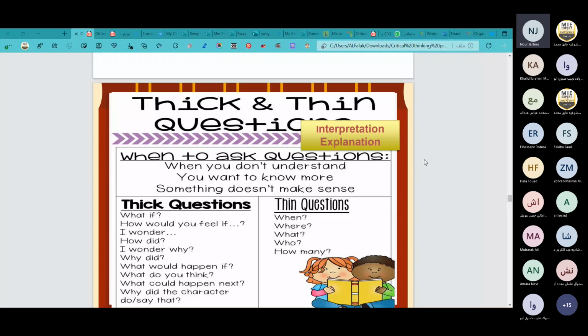You should ask the students about their opinions after reading a text, after acting a conversation. Ask the students about their thoughts and opinions. This is good for interpretation and explanation. The next one, we have a lot of questions, and we talked about the Bloom taxonomy.